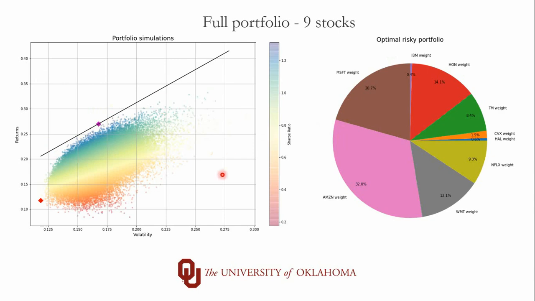Another portfolio that may be important is the one with the minimum volatility, or risk, which is the red diamond. It represents the portfolio with the lowest associated risk. However, as we can see, this doesn't have very high returns. It's not the lowest, but it doesn't have very high returns.